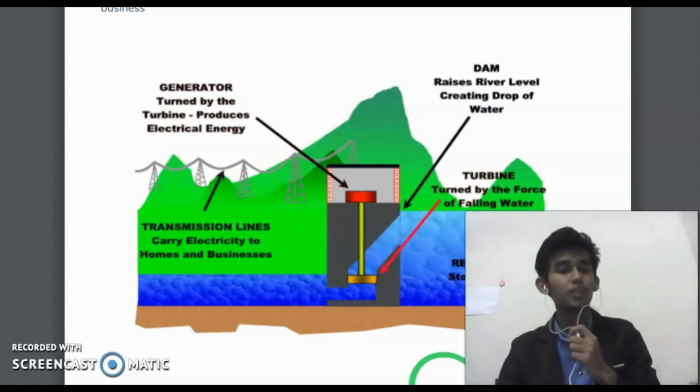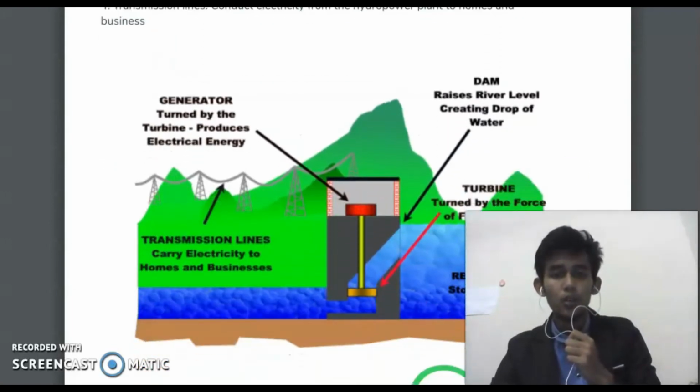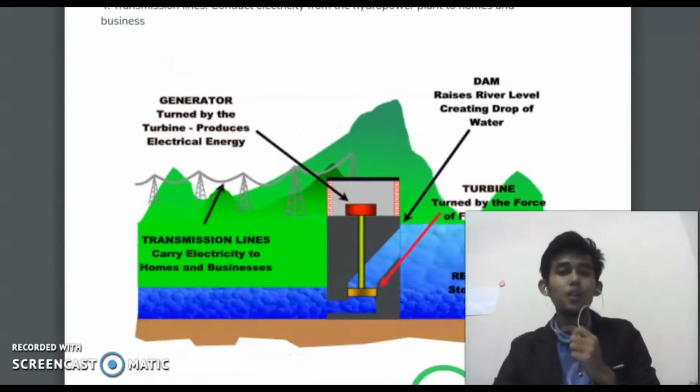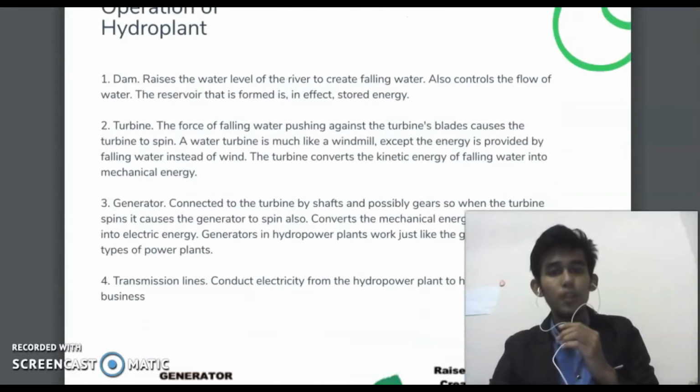My name number is CE190144. Okay, today I will present about the operation of hydro plant. Okay, first of all, we need to know the importance part in this hydro plant. Okay, the first is a generator, second dam, third is turbine, and the last one is transmission line. Okay, these are 4 parts that's very important in the hydro plant.